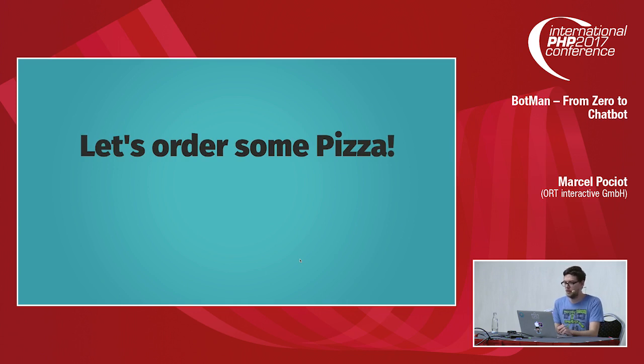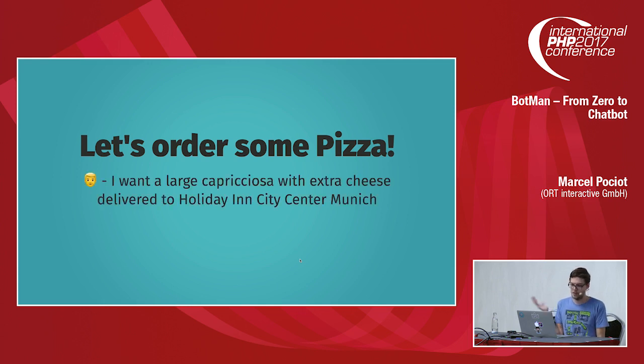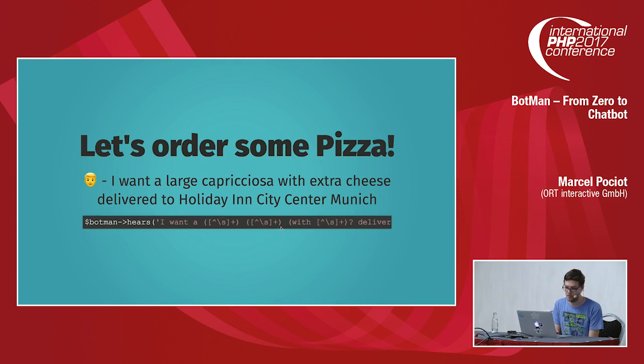Okay, I think it's maybe a bit too early for pizza, but we might have everything in place to order pizza now with our chatbot, right? So maybe the user would say, I want a large capriciosa with extra cheese delivered to Holiday Inn City Center, Munich. And we could do that with this fancy regular expression, right? Well, we normally wouldn't do it this way, because if we think about it, pizza ordering is just a conversation. When I do it in real life, I pick up the phone, I call someone, and then a conversation happens. I tell him what pizza I want, he asks me where I want it delivered, stuff like that.